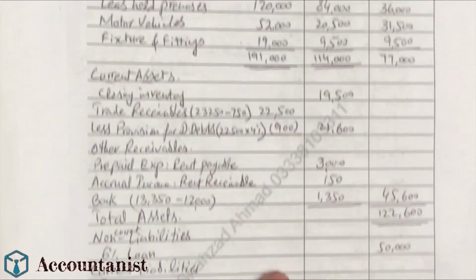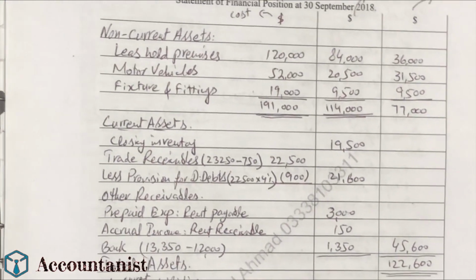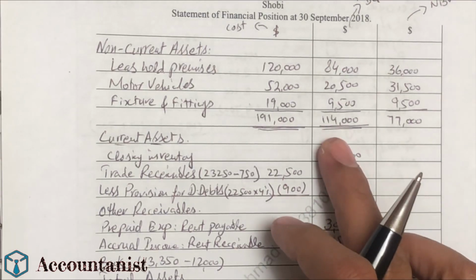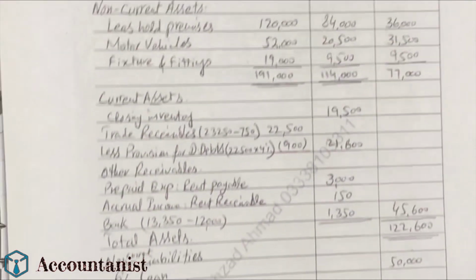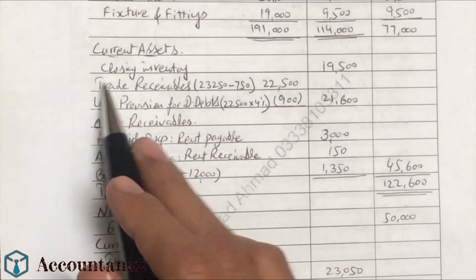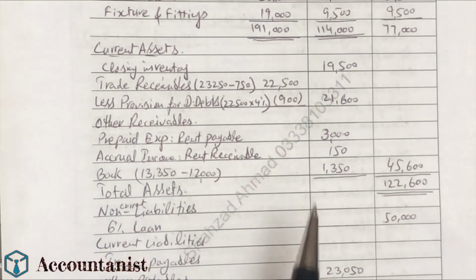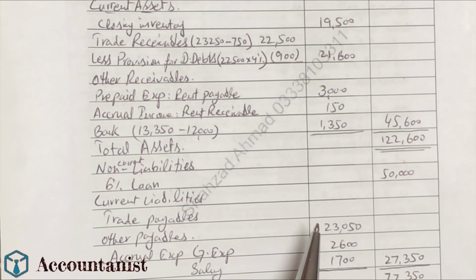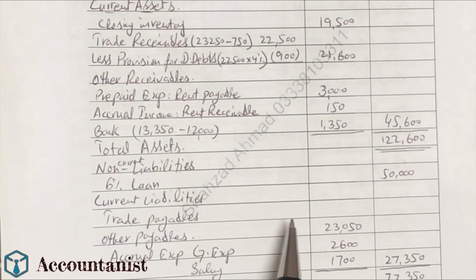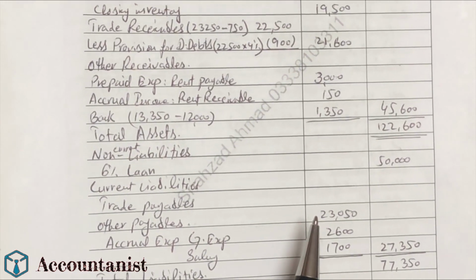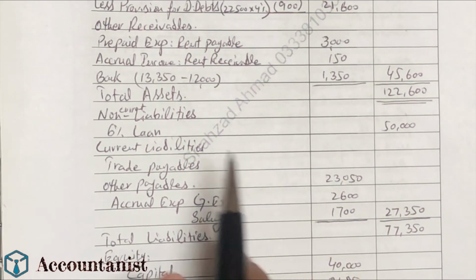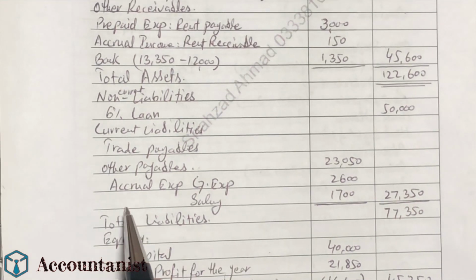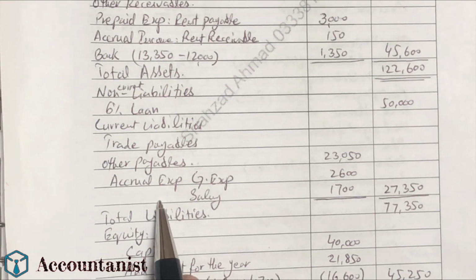So that's the format. It starts from the non-current assets, first column cost, then total depreciation, and then net book value. So current assets, we always have to start from the closing inventory, then receivables, provision, then other receivables, we need to write down prepaid expenses and accrual income. In the other receivable section, we do have a bank if we have a positive balance of bank. If we do have a negative balance of bank or an overdraft balance of bank, that will be mentioned here in the current liabilities section.